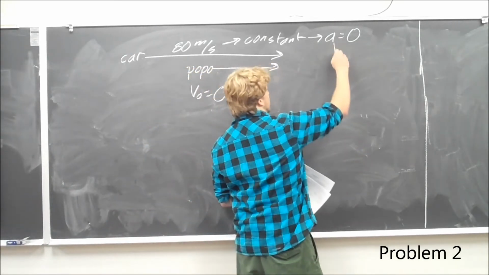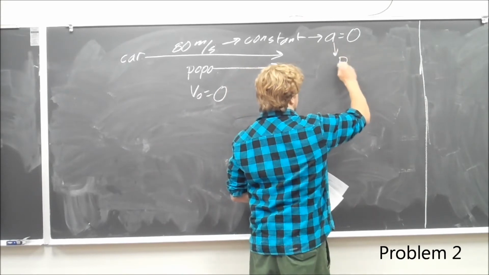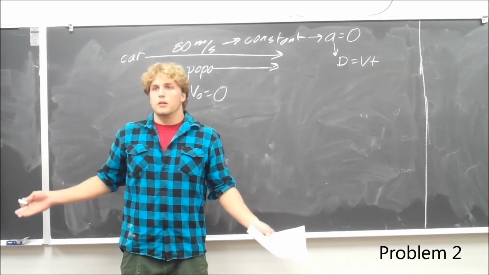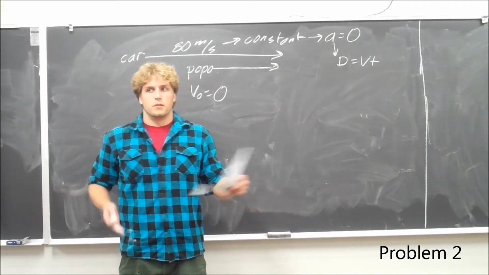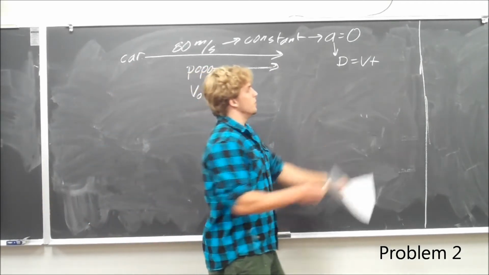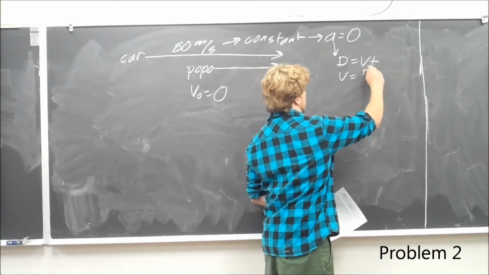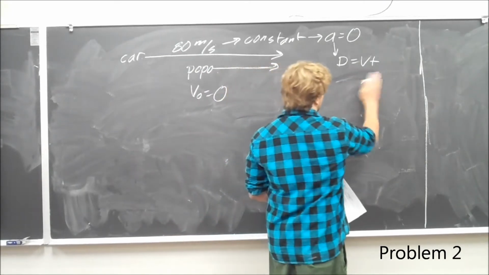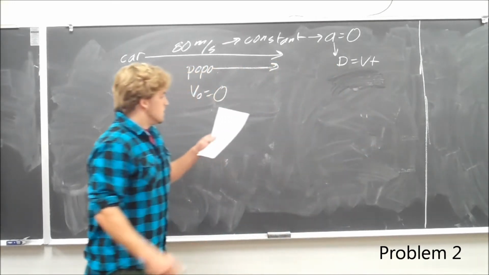The only equation I can use is d equals vt. You can't really use another equation besides that. Sure, you can manipulate this into v equals d over t or whatever, but it's the same equation. Anyways, moving on.